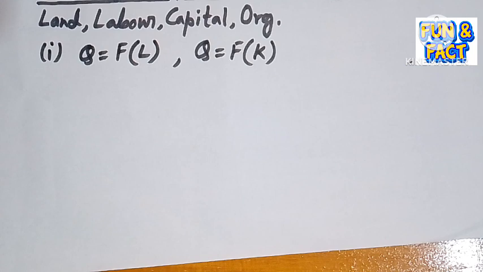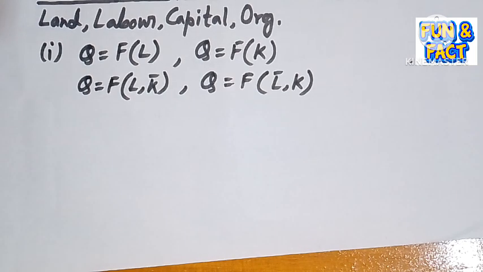Now we are writing a single factor production function. That means Q is a function of L or Q is a function of K. Here L means labor and K means capital. If I am writing a production function like Q is a function of L, it doesn't mean I am not using any capital. It means capital is used and it is constant.